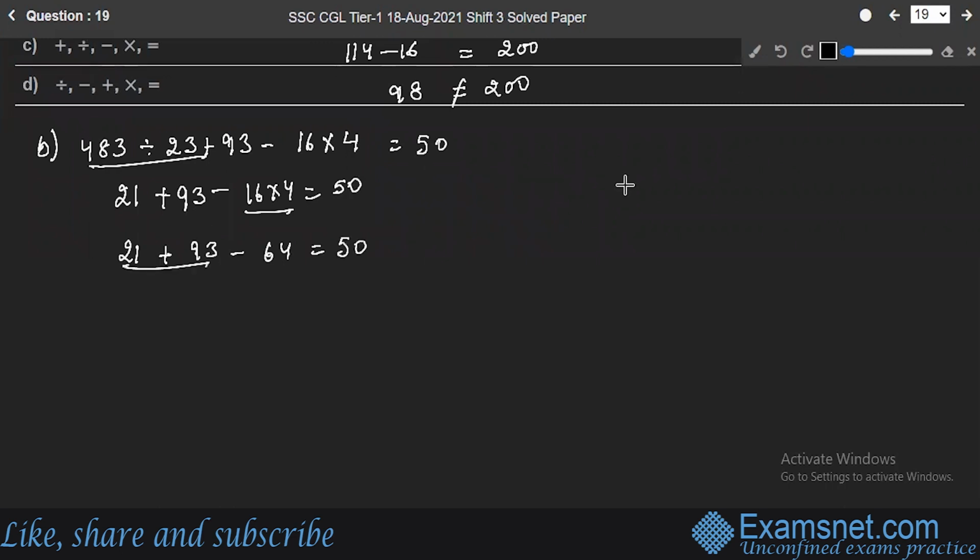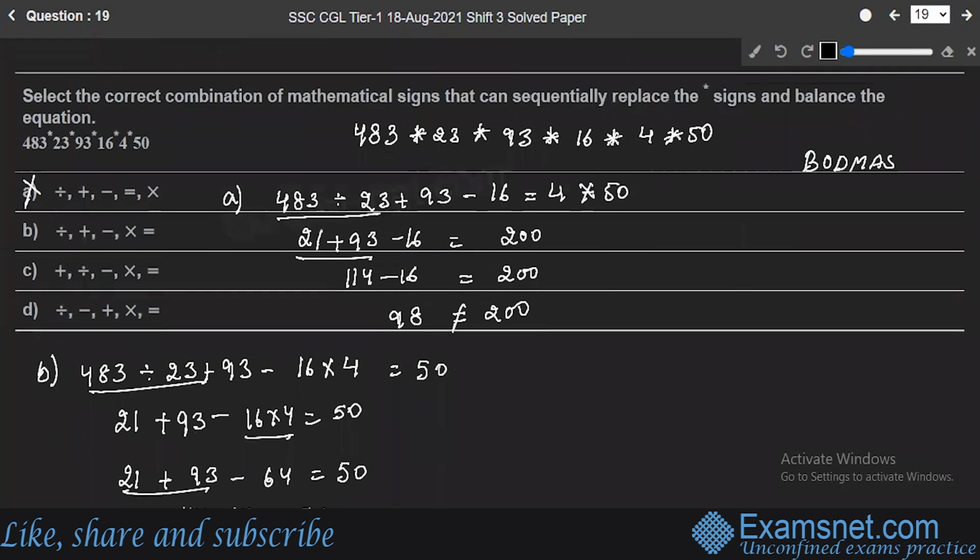Add both of them, you will have 114 minus 64. This should be equal to 50. And here is 50. That means, yes, I got my answer. Option B is correct. But still, we will confirm with the rest options also. You can leave it in the exam till here, but I'll explain you C and D parts also. So let's fill in the third one, option C.